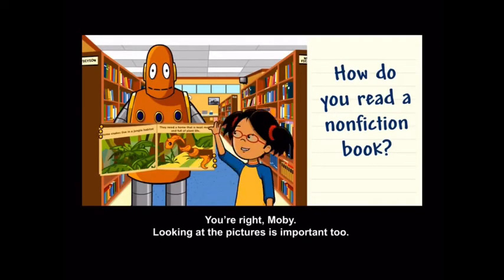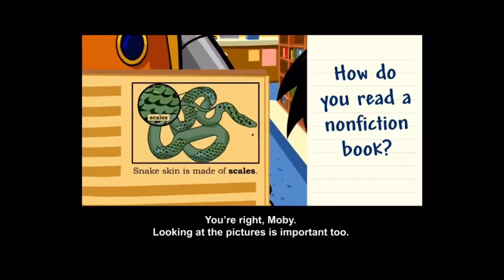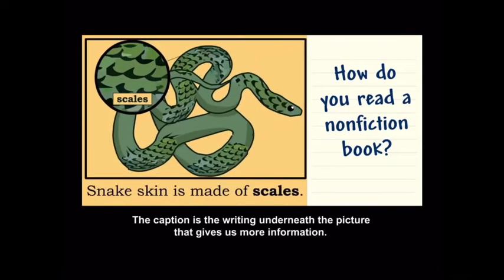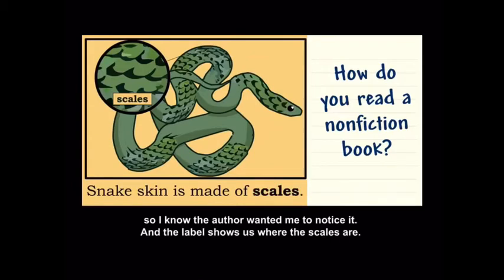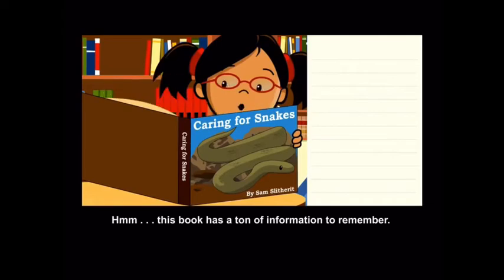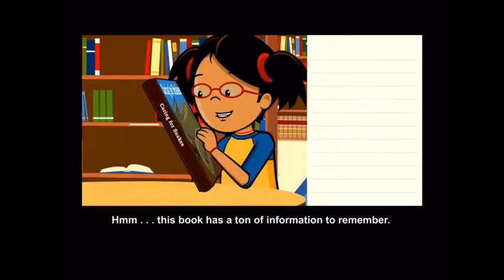You're right, Moby. Looking at the pictures is important too. The caption is the writing underneath the picture that gives us more information. This caption says, snake skin is made of scales. The word scales is in bold, so I know the author wanted me to notice it. And the label shows us where the scales are. This book has a ton of information to remember.